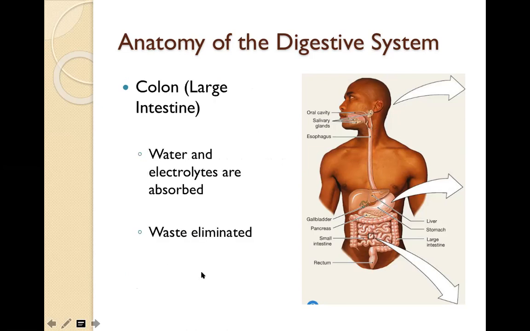The large intestine, or the colon, is the last part of the gastrointestinal tract. It's called the large intestine because the luminal diameter is greater than the small intestine. This is where a lot of the water is reabsorbed, and where electrolytes like sodium chloride and some potassium are absorbed. And this is the area where wastes are eliminated.